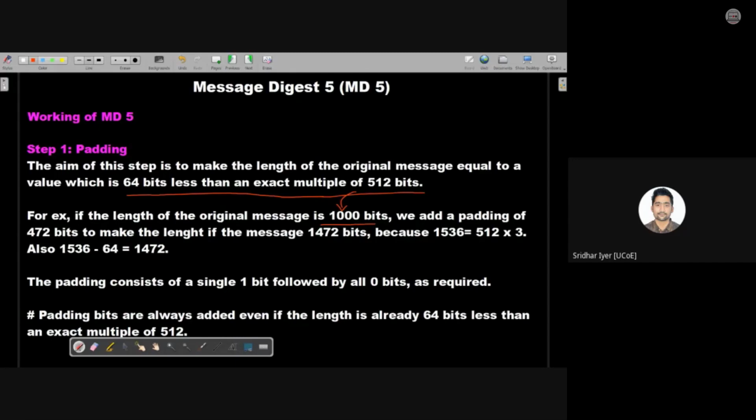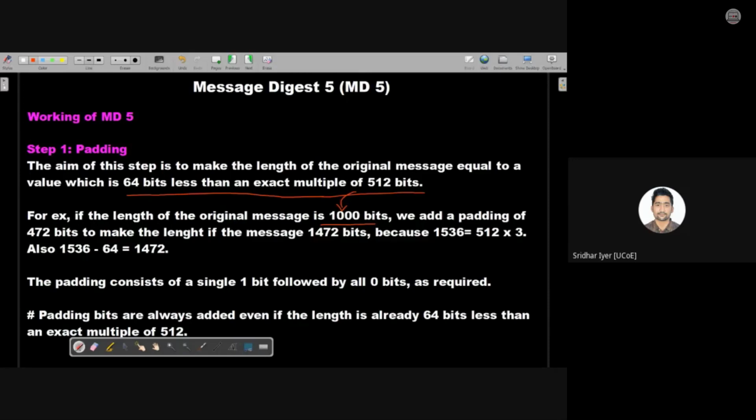Now what is 512 into 2 or 512 into 3? What will it be? Tell me. Look at the example. I have written the statement properly. Just go through it once and let me know. Can I make use of 2 blocks to accommodate these 1000 bits? A very straightforward question. Can I make use of 2 blocks to accommodate these 1000 bits?